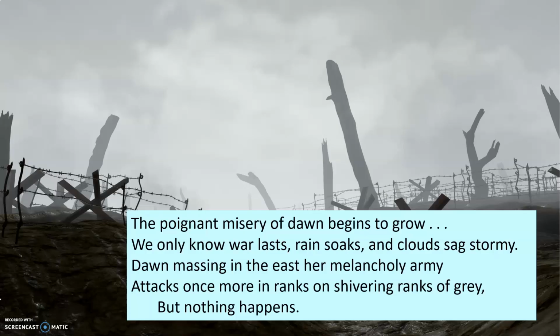Then you've got this one as well. Dawn begins to grow, like in the photo there. This grey army, this melancholy army, like rising in the east, almost like the days are getting ready to attack them as well. The second line, he talks about the rain soaks, the clouds sag stormy.